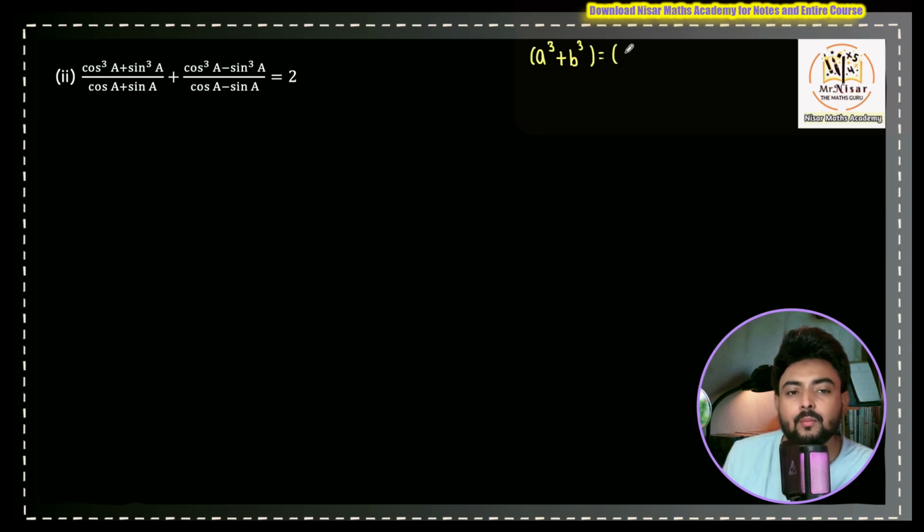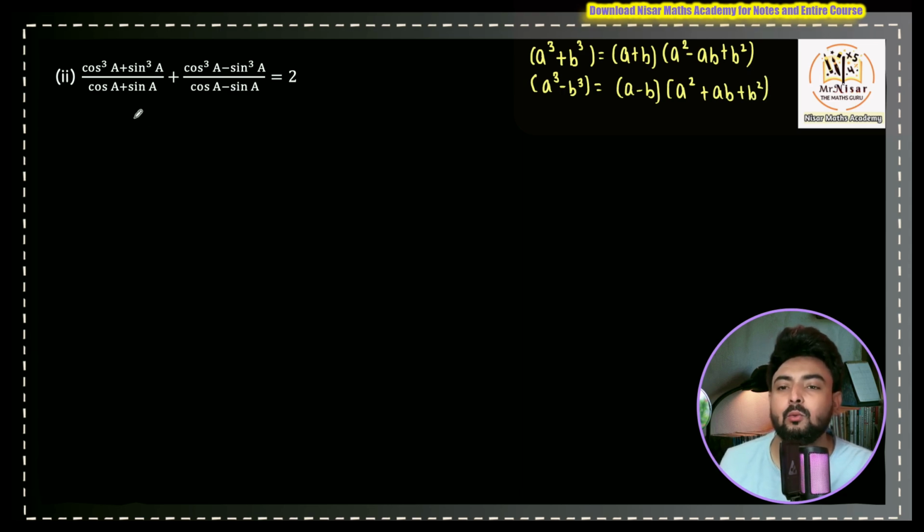And what is the formula? A plus B into A square minus AB plus B square, and A cube minus B cube, the formula is A minus B, in the second bracket all the terms are positive, A square plus AB plus B square. You should know this formula, and if you don't know it, you will get stuck in this question and may lose the mark. This type of question was once asked in the exam, and if the child doesn't know the formula for A cube plus B cube, then it will be difficult for him to solve this one.